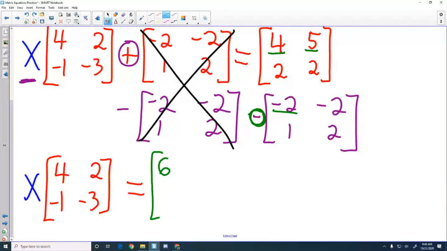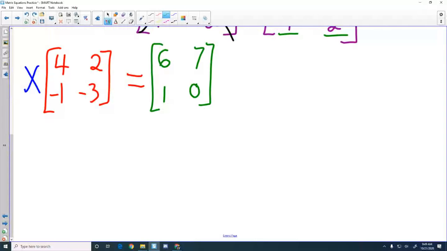Then go to the second elements. That's a 5 minus a -2. That's the same thing as 5 plus 2, which is 7. Then go to the third elements. 2 minus 1 is 1. And the last elements, 2 minus 2 is 0. So here's our new equation that we're going to solve.